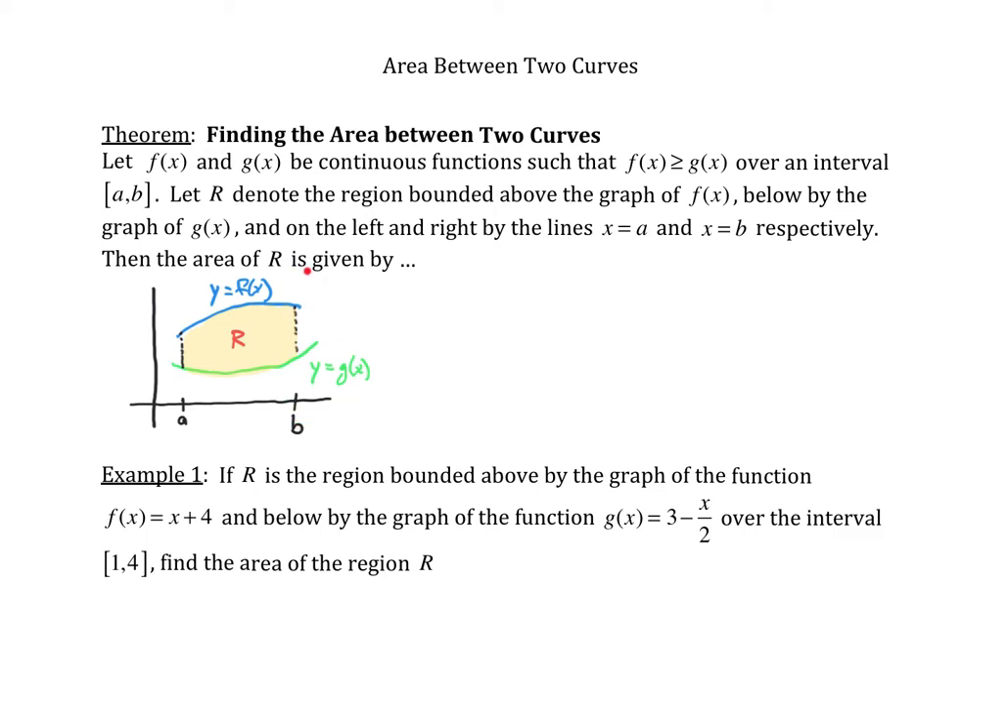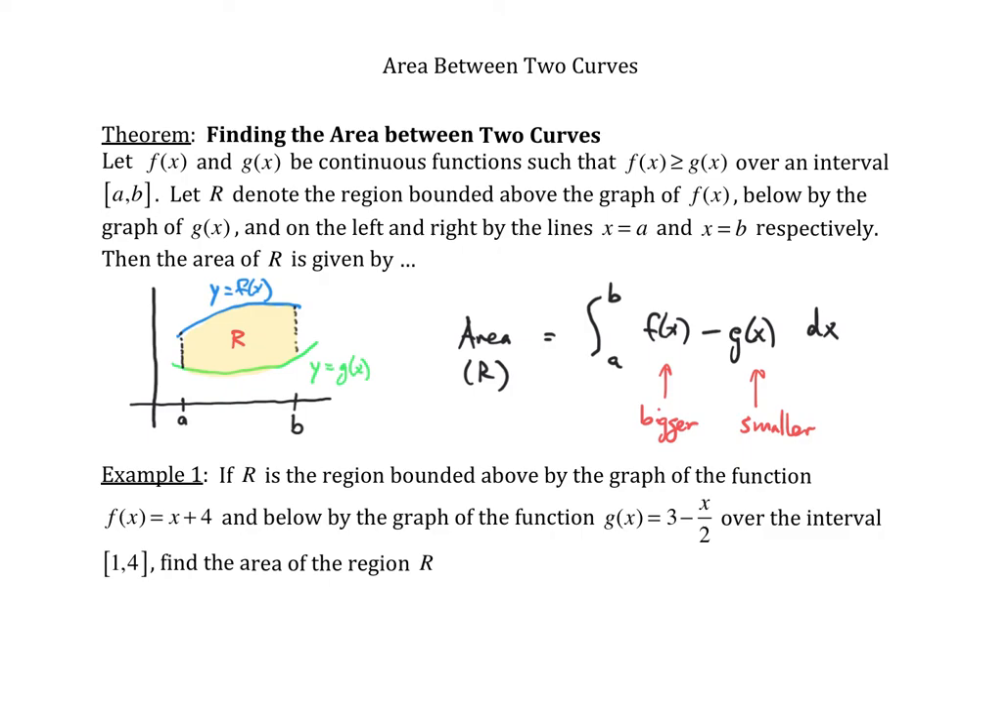All right. Then the area of R is going to be given by an integral. So the area of R is equal to the integral from a to b of f of x minus g of x dx. So I guess the key thing to remember is that the bigger function is on the left and the smaller function is on the right. All right. Why don't we take a look at an example together?